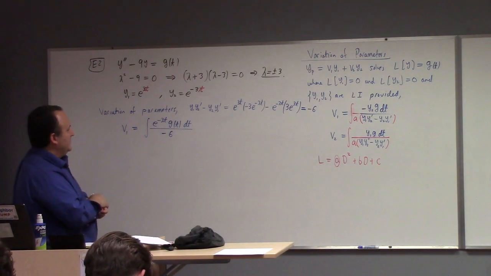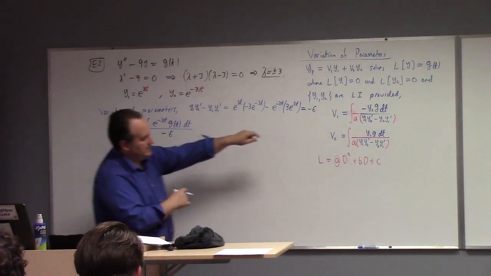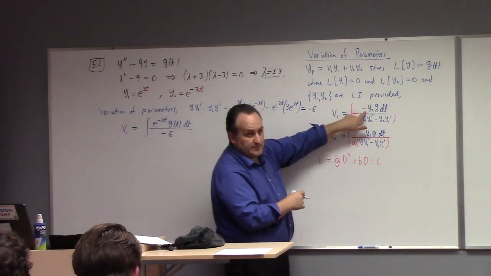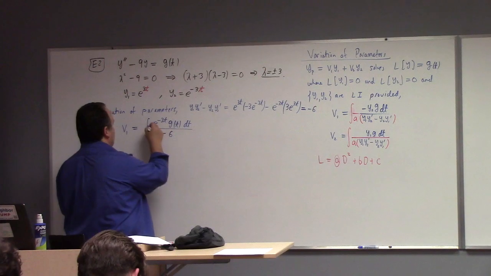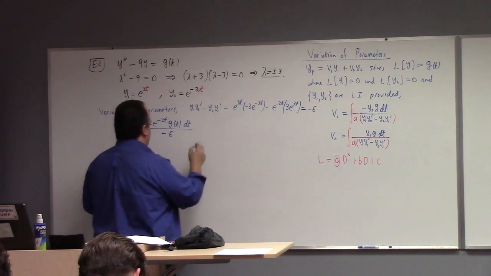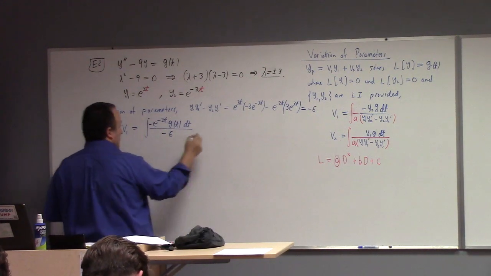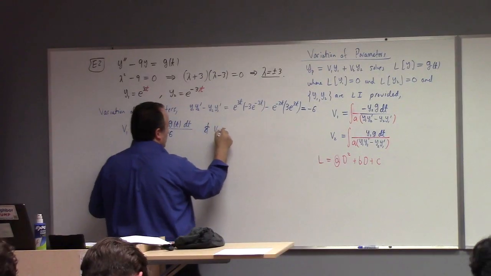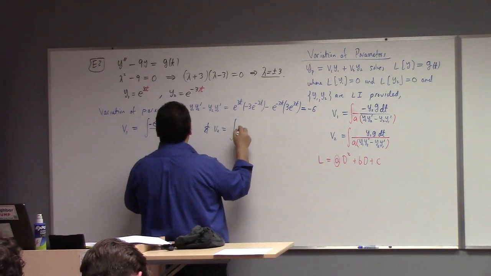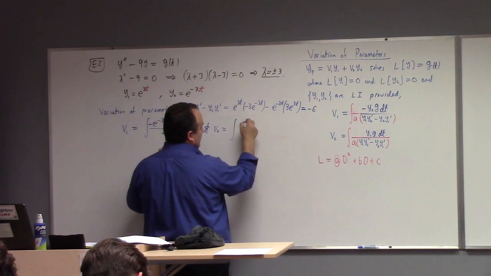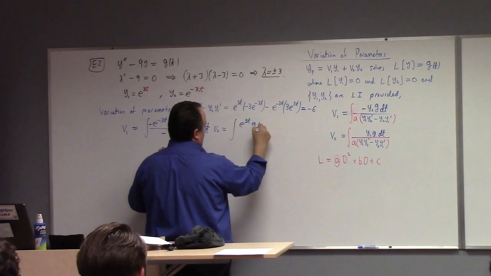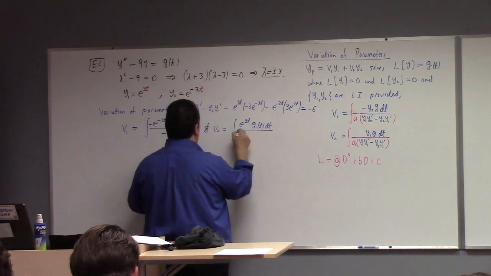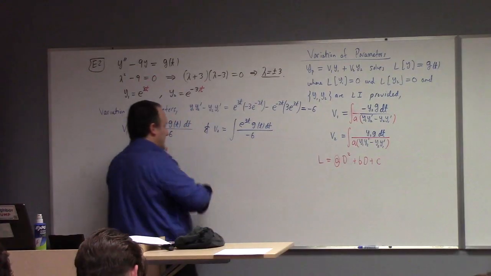But I got to be careful. I'm supposed to put a minus here, right? So don't forget that minus. That goes here. So those cancel. And v2 is the integral of e to the 3t, for us, g of t dt divided by minus 6. All right, let's put it all together.